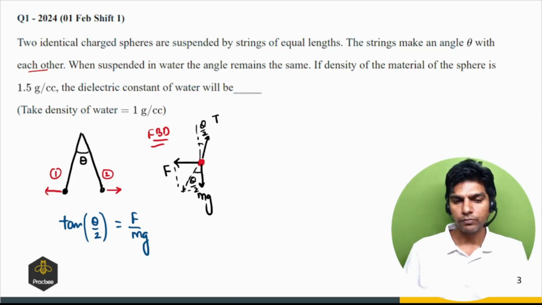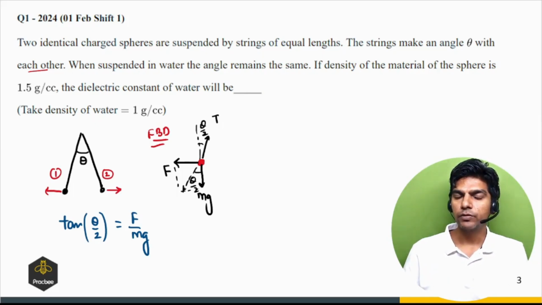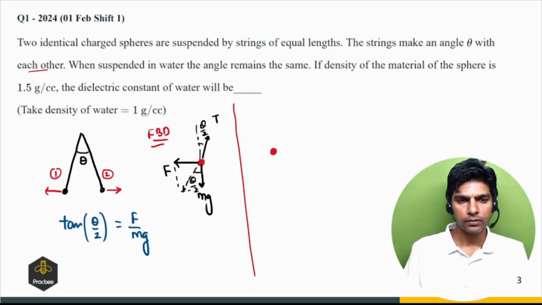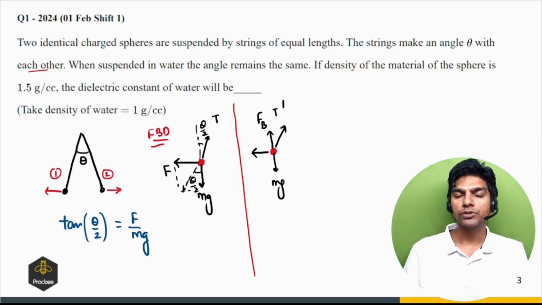Now what we have done is submerge the setup in water, and due to that, the sphere will also experience buoyant force along with Coulomb repulsion. Now if we draw the free body diagram again, there will be a tension, let me call this T prime, and there will be a weight which will be mg, and there will be a buoyant force Fb in the upward direction, and there will be Coulomb repulsion, and Coulomb repulsion will decrease by a factor k, which is the dielectric constant, so F by k.